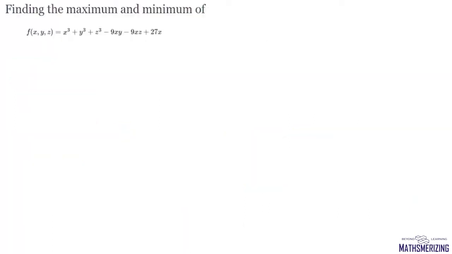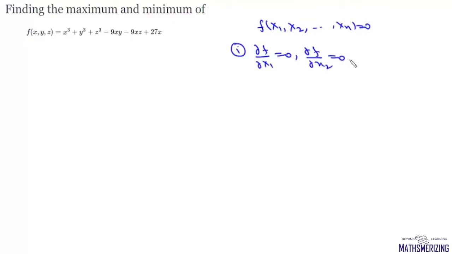Now in this video, we'll discuss how to find maxima and minima if we have more than two variables. So if we have any function having n variables, x1, x2 up to xn, and we have to find its maxima and minima, the first step again will be to find partial derivatives. So we'll find del f by del x1 and put it equal to 0. Del f by del x2, again we'll put it equal to 0. And del f by del xn equal to 0. And we'll find critical points.